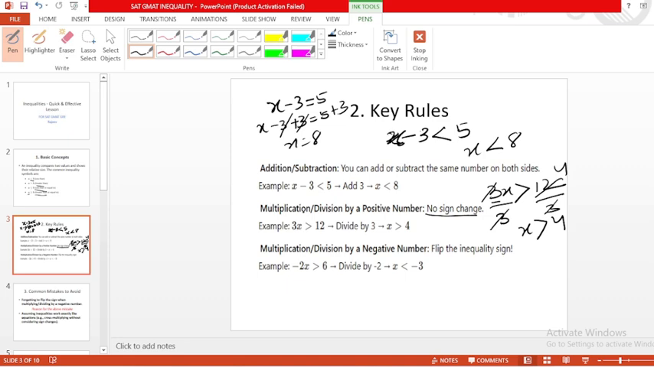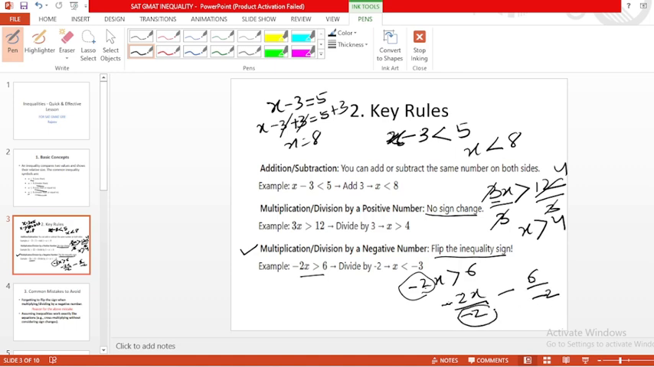Here is the reason for committing error. Multiplication and division by a negative number: we have to flip the inequality sign. Now take this example: minus 2x should be greater than 6. To get rid of the coefficient of x, that is minus 2 here, we have to divide both the sides by minus 2. Minus 2x divided by minus 2. Now wait for this sign. 6 divided by minus 2.